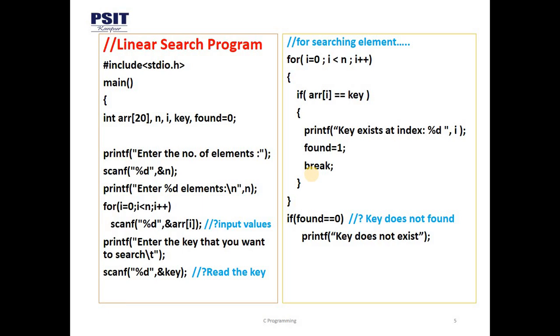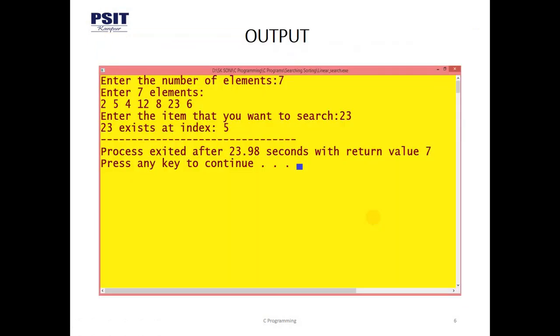But there is one other condition. After this loop, if we searched all the elements in the array but did not get the key which I am looking for, then found will still be 0. So if found is still 0, it means the key does not exist in my array. So this is the overall program, and if we execute it, we will get the output like this.